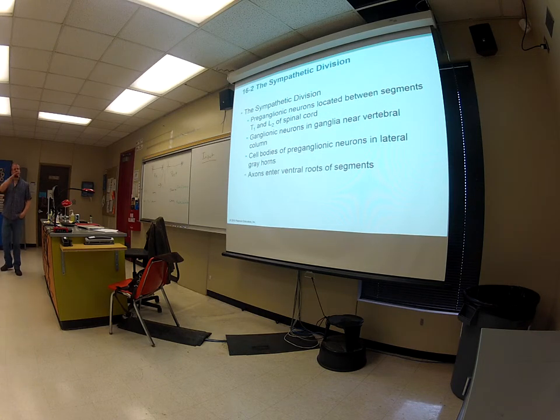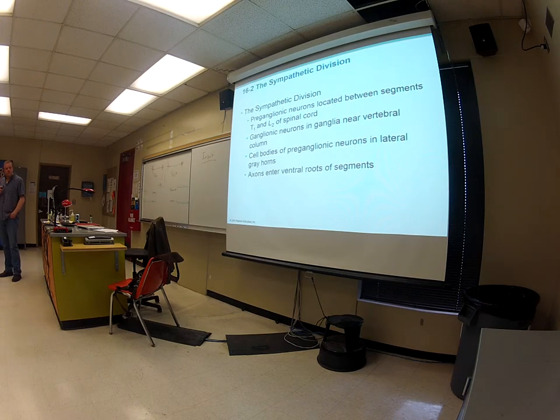Sympathetic division. Preganglionic neurons located between segments T1 and L2, which makes it what? Thoracolumbar. Why did we stop at L2? Someone explain that to me. That's where the adult spine ends. That's it. L2. Okay? What is that horse's tail thing called? Cauda equina. Okay, there's actually several different names, but we're talking about the horse's tail.